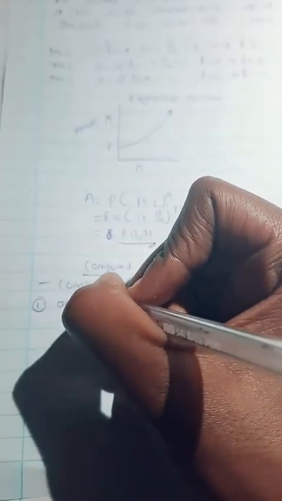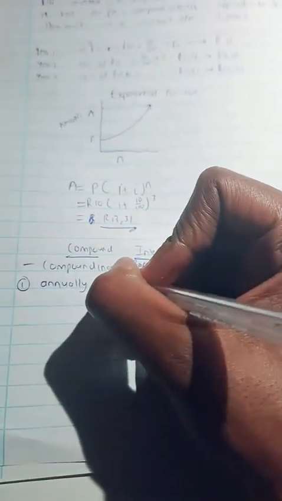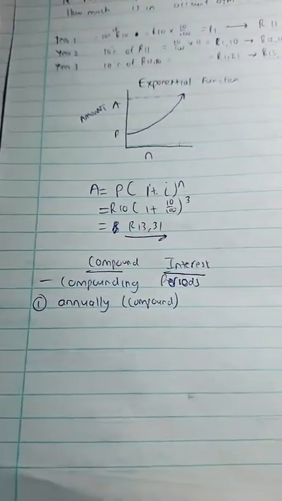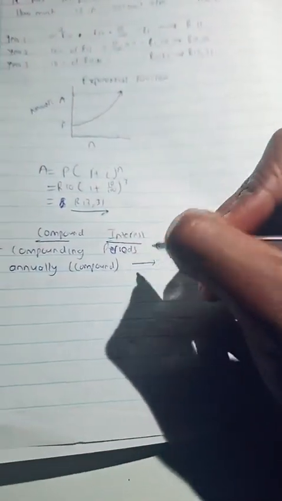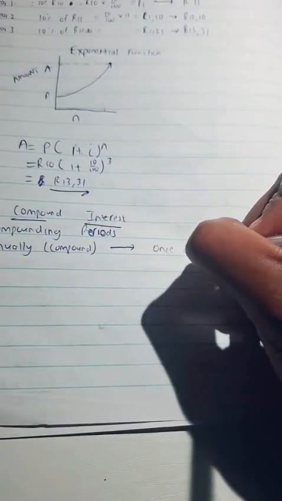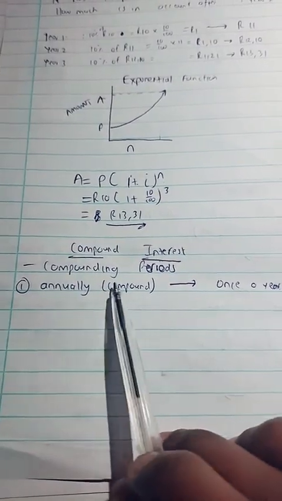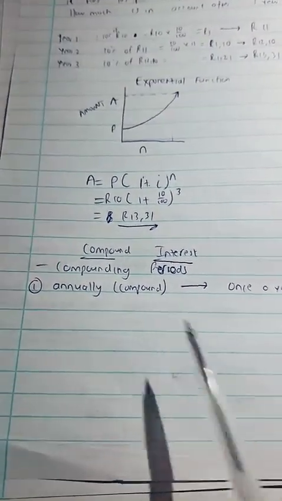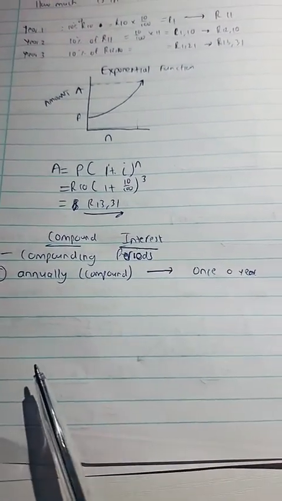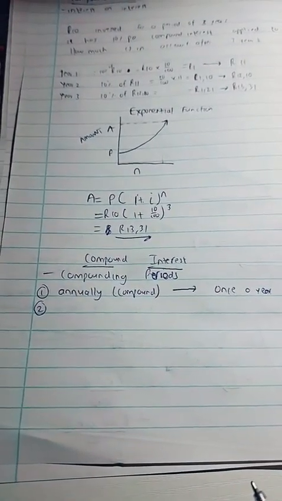Now, I am just going to write the first one, annually. So we can compound annually. In other words, this is when we add interest to the account once a year. This is compounded annually. So that's our first compounding period. We are very familiar with this compounding period because in grade 10, that's what we were dealing with all the time. In grade 11, we extend our boundaries and we fly a little bit higher.